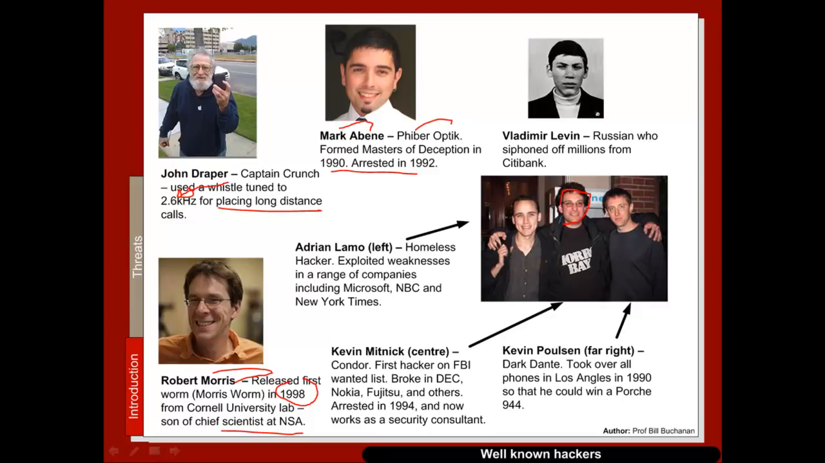We have Kevin Mitnick, who was known as the Condor. He was the first hacker on the FBI's most wanted list and broke into Digital, DEC, Nokia, Fujitsu, and a few other companies. He was arrested in 1994 and is now a security consultant. Then we have Kevin Poulsen, who was known as Dark Dante, and he took over all the phones in Los Angeles in 1990 so that he could win a Porsche 944.